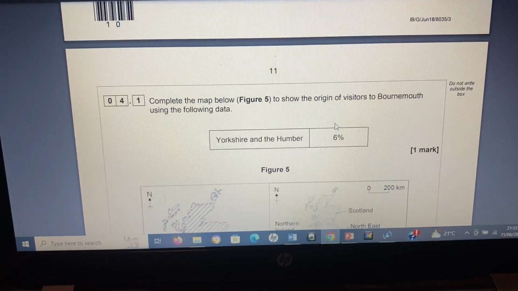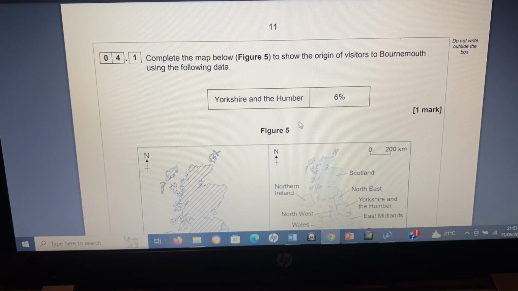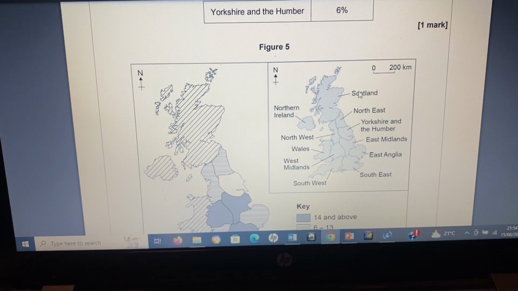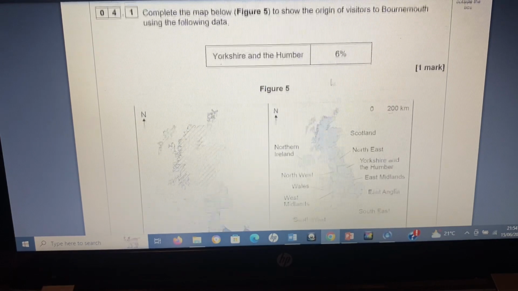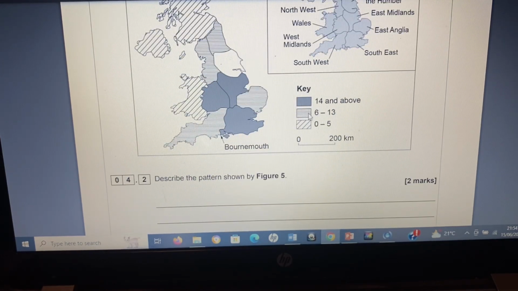The first question asks you, complete the map below to show the origin of visitors. So Yorkshire and Humber is over there, and it says it's 6%, so that's pretty easy. 6 to 13%, you just need to shade in or do the lines of whatever color it is.